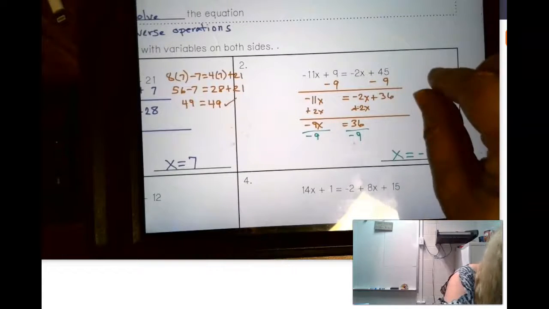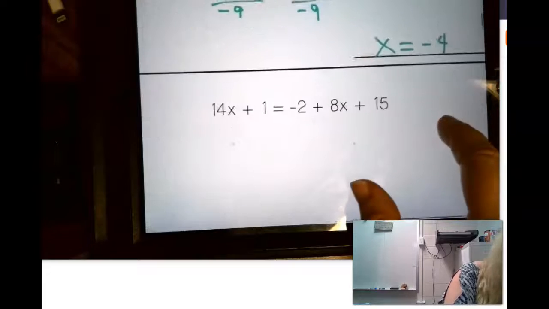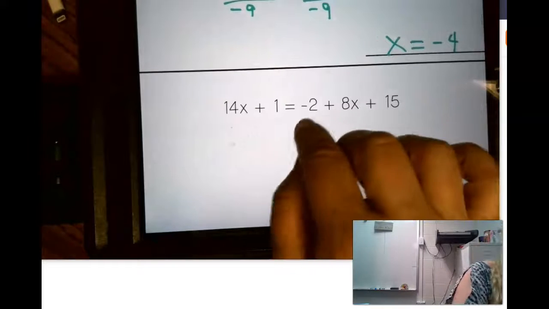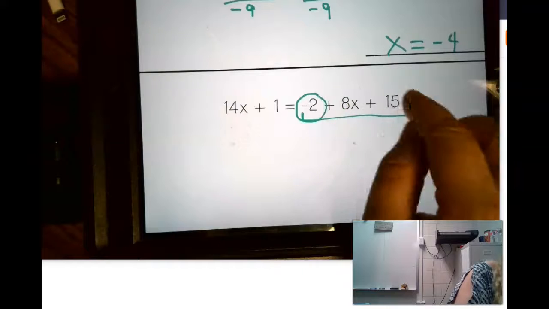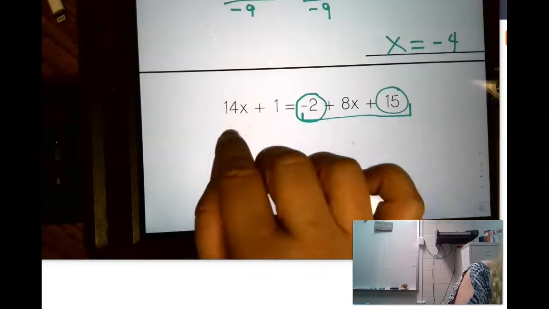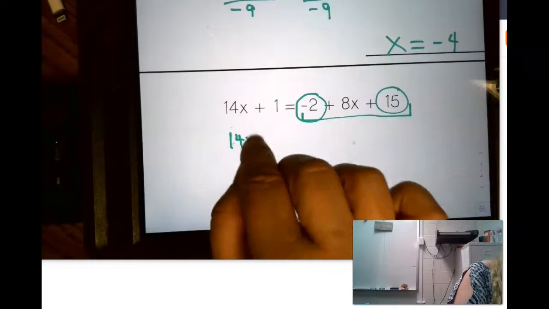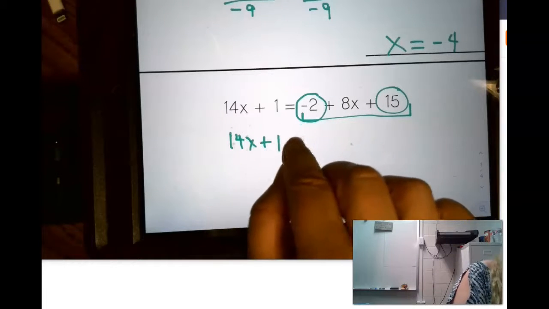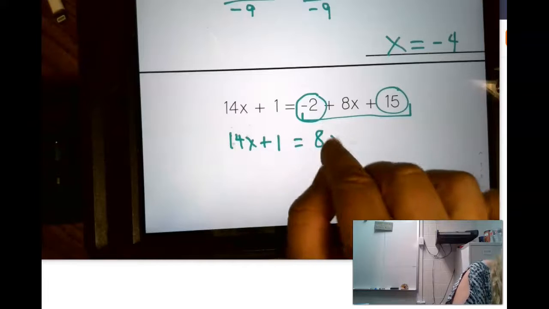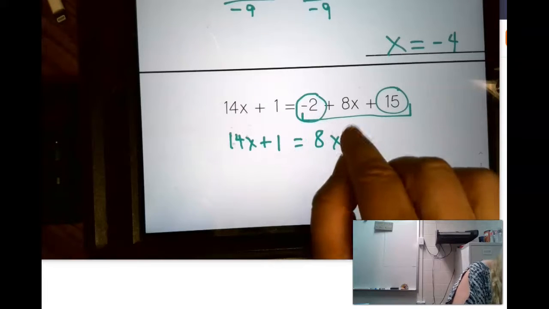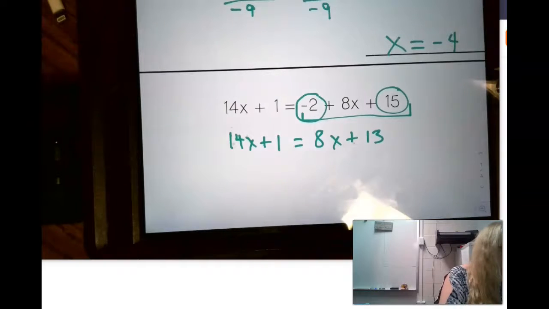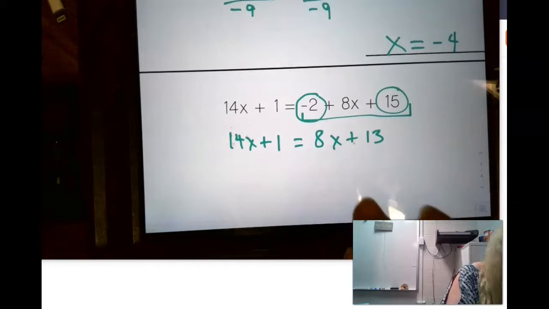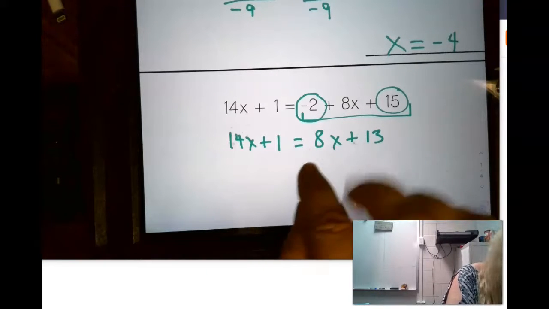Let's see if we have one where we're going to do something a little different. Let's do this one. Here we're not distributing, but we do have some like terms. Negative 2 and 15 are like terms. So let's rewrite this. 14x plus 1 equal 8x, and 15 minus 2 is plus 13. Now that we have like terms together, we just have one constant and one variable.